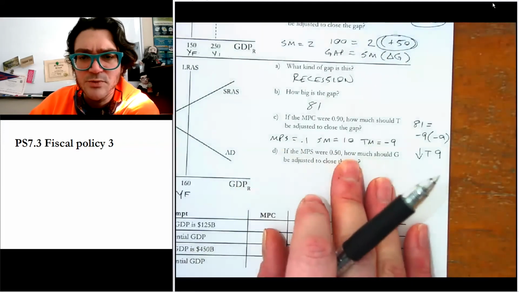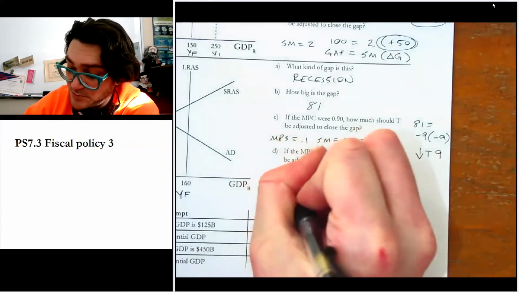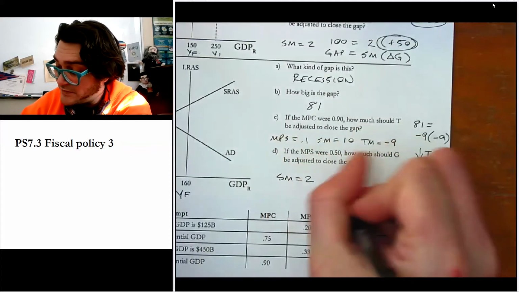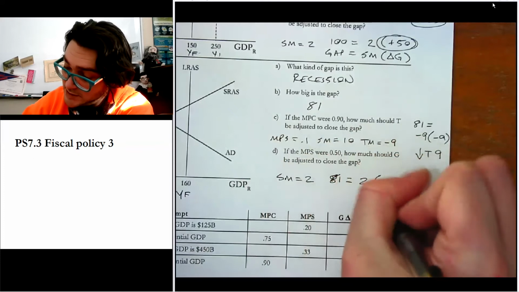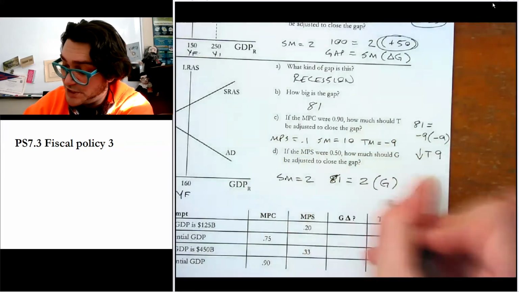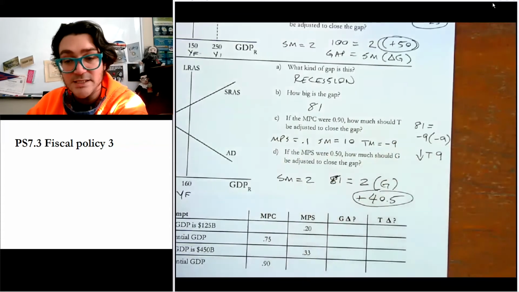If the MPS, on the other hand, were 0.5, how much should we change government spending? Well, if that's true, then the spending multiplier is 2. And so we've got 81 equals 2 times G. And so what should G be? Well, +40.5. So that's the answer for that one.